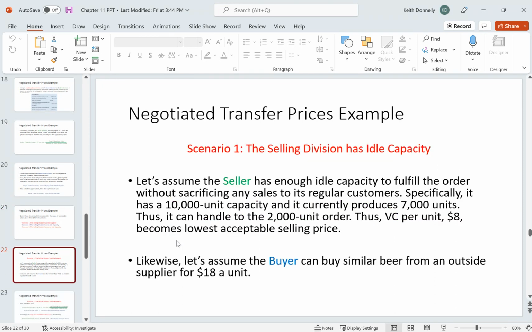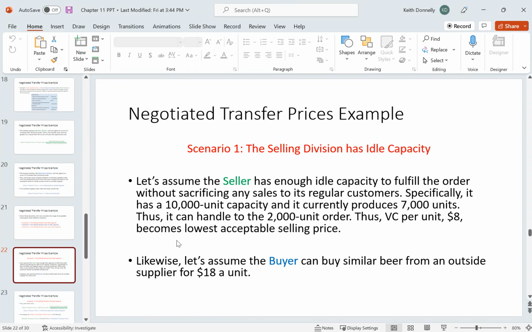So let's look at scenario one here. The selling division has idle capacity. Let's assume the seller, in this case the beer division, has enough idle capacity to fulfill the order without sacrificing any sales to its regular customers. Specifically, let's say that the beer division has a 10,000 unit capacity. They currently produce 7,000 units. So we're at 7, we're capable of making 10. We can take on this 2,000 unit order.